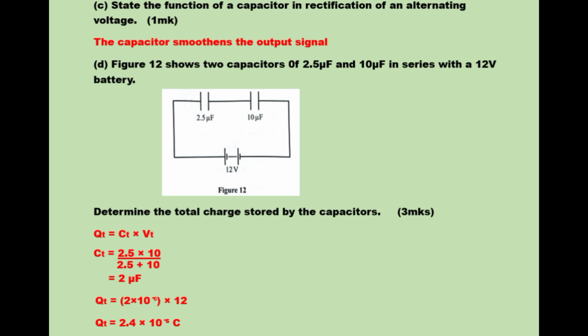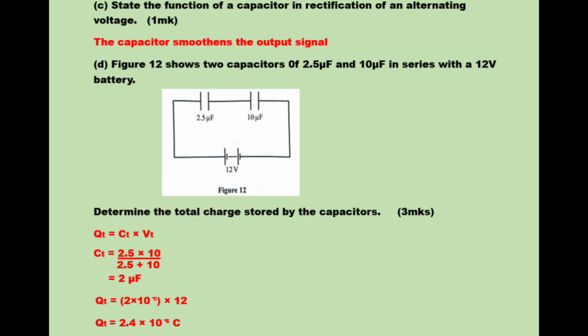So we start by getting the total capacitance. For capacitors in series, the total is given by product over sum. That means 2.5 times 10 divided by 2.5 plus 10, which gives you 2 microfarad. Then total charge is given by CV, the total capacitance times the total voltage. That means total capacitance is 2 times 10 raised to negative 6.